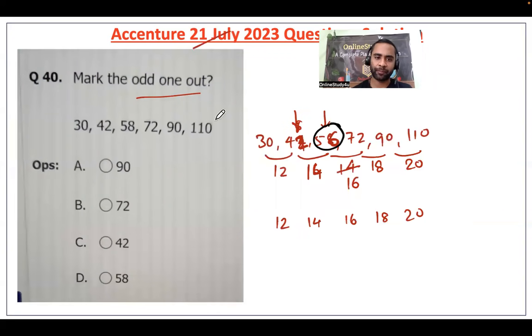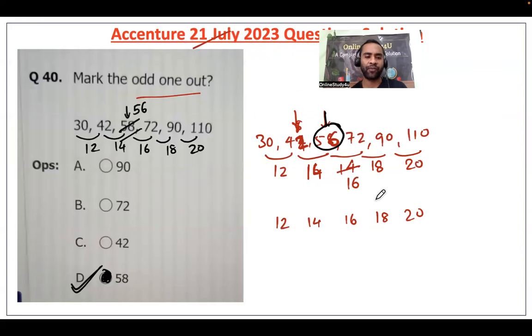So the problem is like 58. If 58 will be 56, then it is 12, then it is 14, then it is 16, then it is 18, then it is 20. That means the culprit is nothing but this 58. So mark the odd one out. The odd one out is nothing but 58. If you correct 58, then you will be able to get the proper series. They are asking to mark the odd one out, or they might also tell you to mark the wrong number in the series. Anything is fine. I hope this is clear to you.